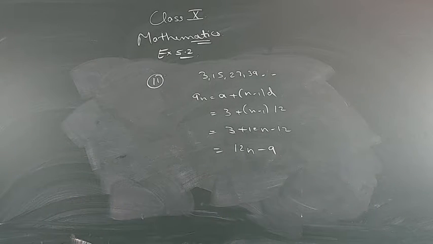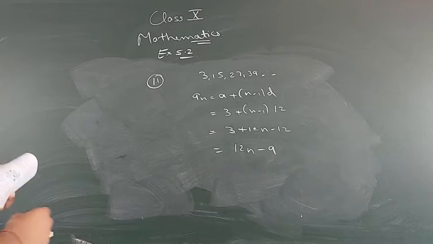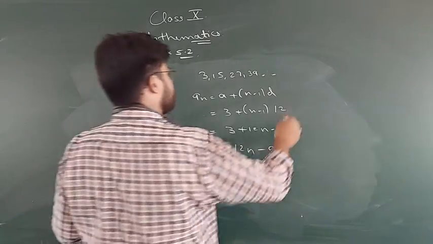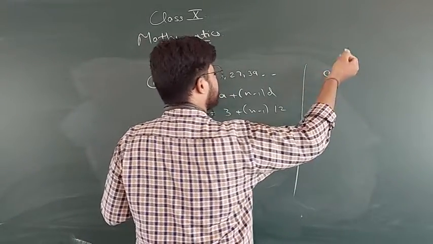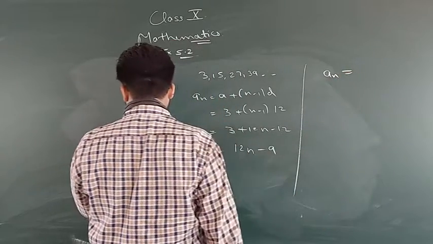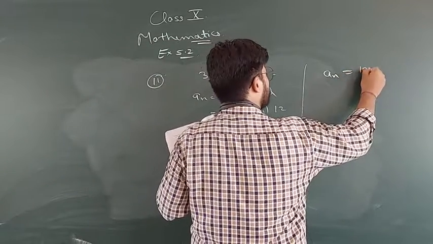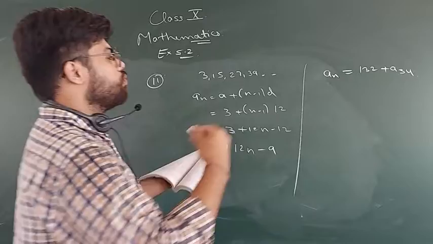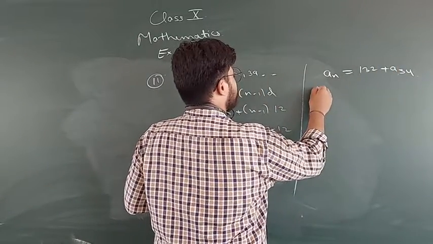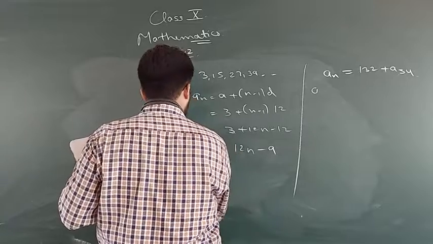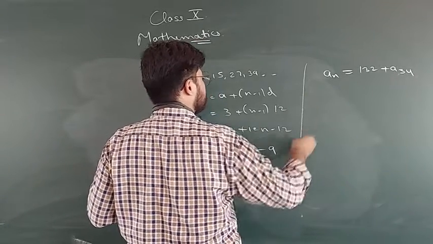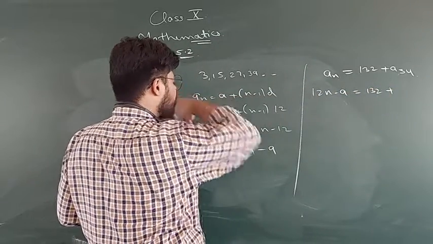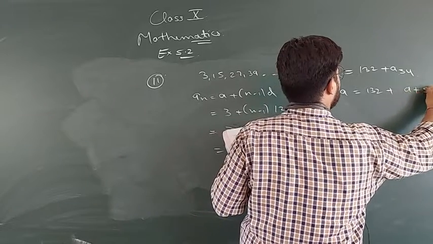Now the question is saying which term of the AP. I will take AN as the term of the AP that is 132 more than its 54th term. AN value is 12n minus 9, which is equal to 132 plus the 54th term. What can we write for A54? A plus 53D.